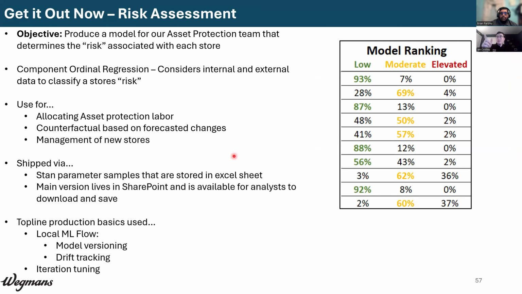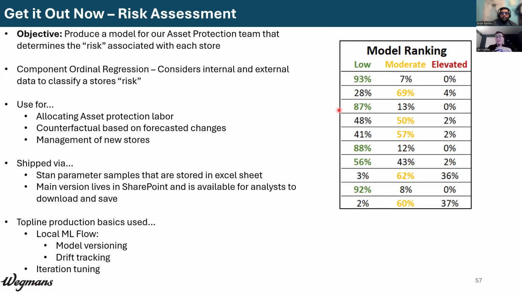This is what the output looks like. Obviously I'm not going to show stores or store names, but this is what an asset protection analyst might consume on the front end, which is understanding what is the risk associated with stores. And because we're using Bayes and because we get uncertainty for free, you can determine the number of simulation samples that fall into the different buckets, and you get this uncertainty for free.